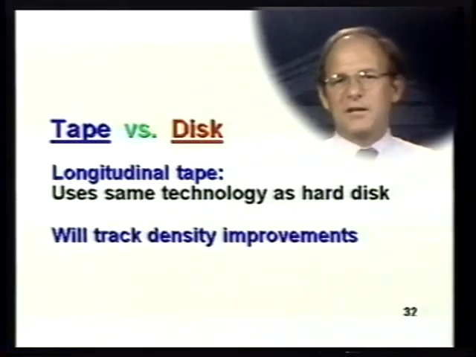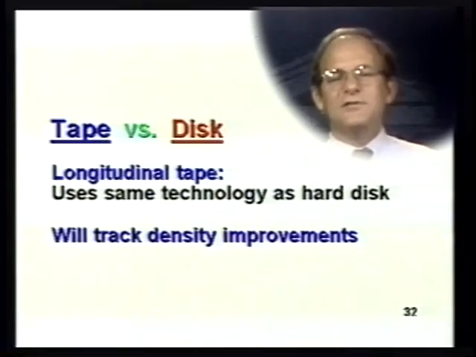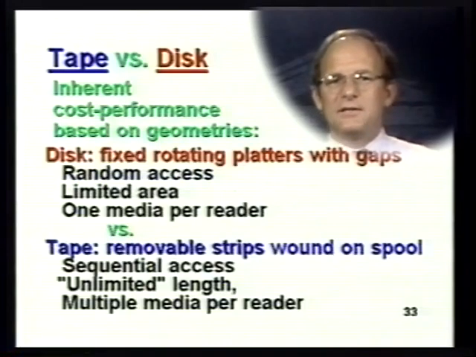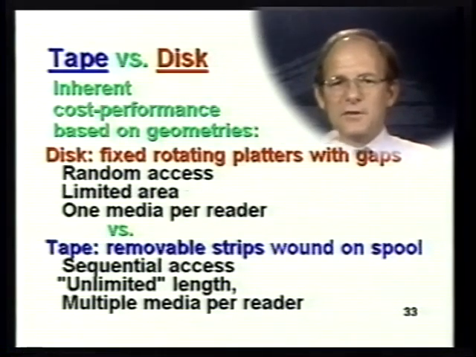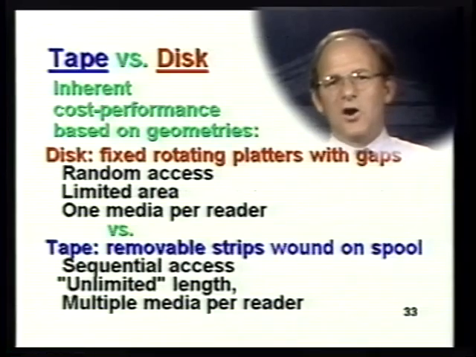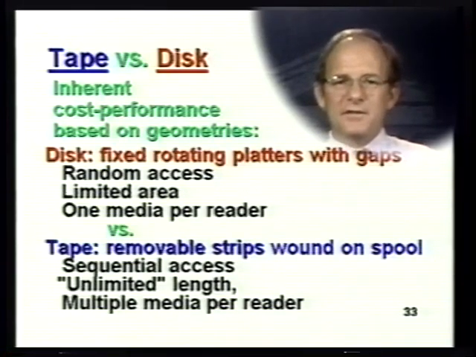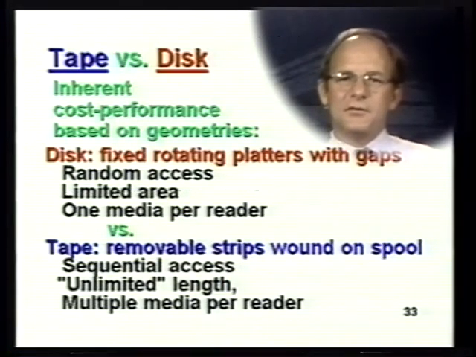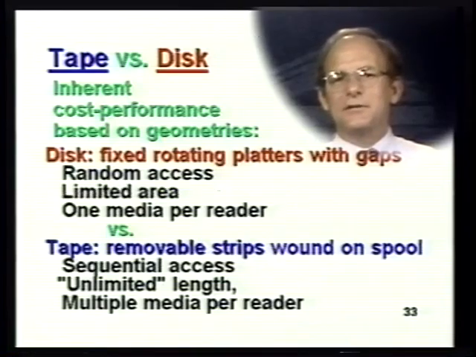So there's a fundamental relationship between tapes and disks. Longitudinal tapes actually use the same technology as hard disks, and they're going to track each other's improvements. So the media itself is pretty similar. The differences are inherent in the geometries. Disk, remember I showed you before, has platters randomly rotating with these gaps for these arms to move in and out, which gives them the random access. Because these arms are flying so close to all of these platters, they have to seal it so the drive and the media are a single unit.